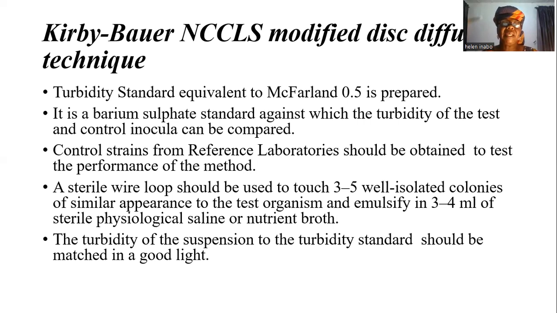should be obtained to test the performance of the method. In order to prepare the bacterial suspension of the test organism, as well as that of the control inoculum, a sterile wire loop should be used to touch 3 to 5 well-isolated colonies of similar appearance to the test organism or control organism, and then emulsified in 3 to 4 ml of sterile physiological saline or nutrient broth.